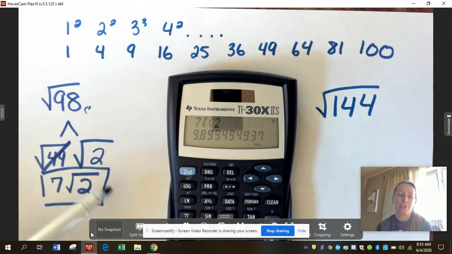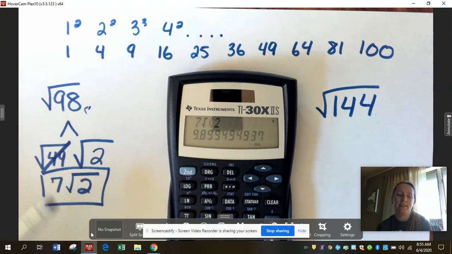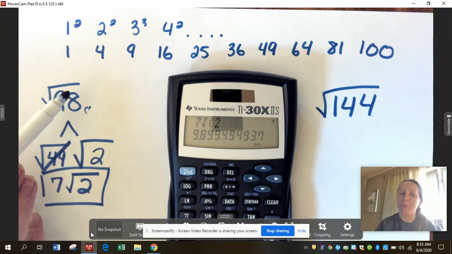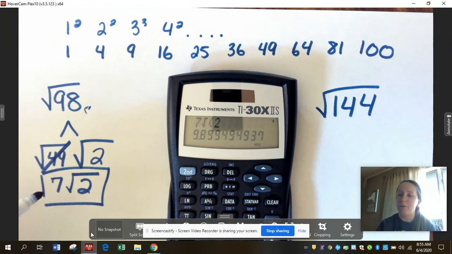I know you're probably questioning, why the heck do I have to do this? Why is this important? Why couldn't I just leave it as square root of 98 instead of simplifying it down? We would have done more with this year if we had more time, but being able to simplify radicals is going to be super important for algebra next year.